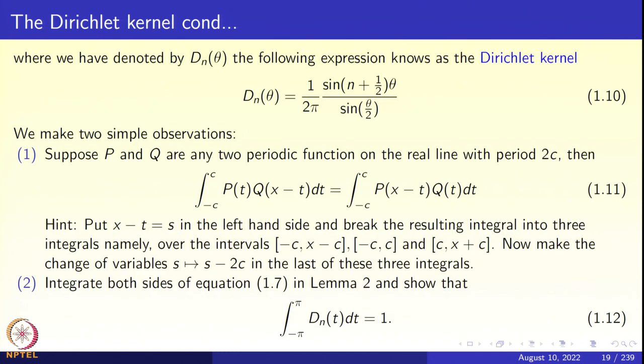What is the Dirichlet kernel again? Let's see. It is basically 1 upon 2 pi, an innocent constant factor, times sine of (n theta plus theta by 2) divided by sine theta by 2. In the numerator, we use the addition formula of sine: sine of a plus b is sine a cos b plus cos a sine b. When you use this formula, you will get one term, sine n theta cos theta by 2. The other term that you will get will be cos n theta sine theta by 2. The sine theta by 2 will cancel out in the second term.